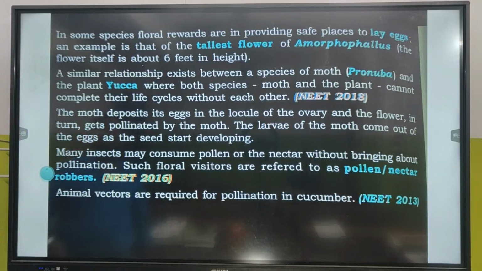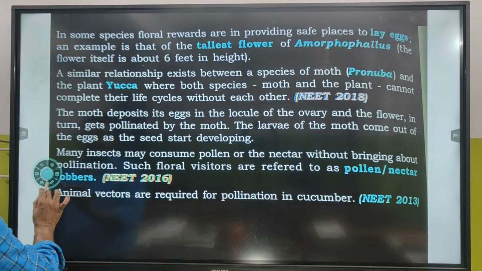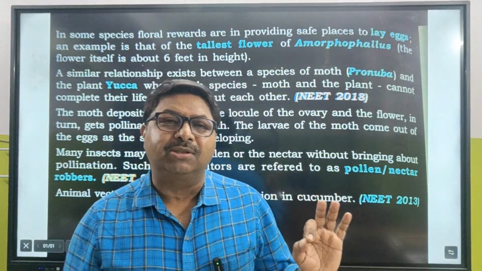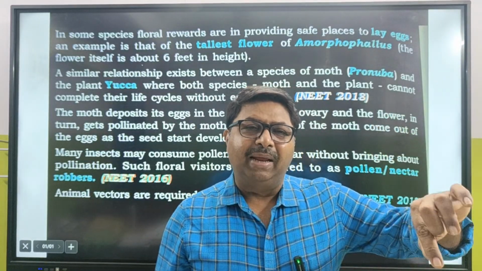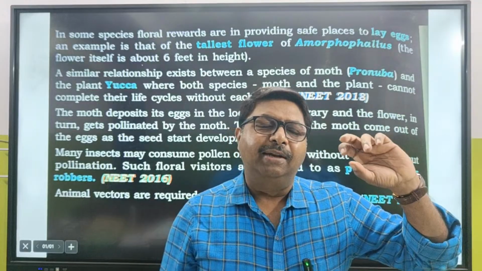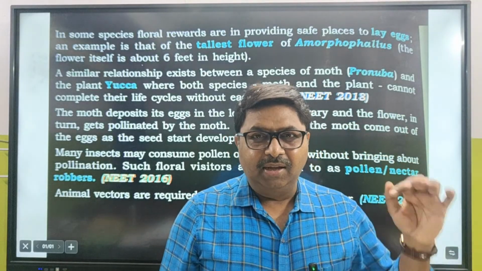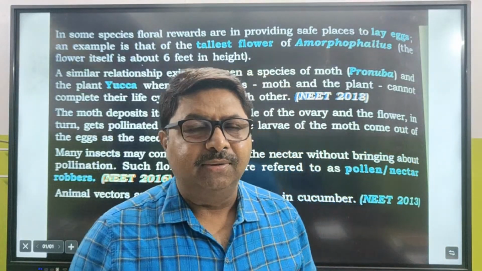In some species, floral rewards are in providing safe places to lay eggs. Come on, tell me the example. Oviposition. Some of the moths, Pronuba moth, reach the yucca plant, and what they do is they seek the locule of the ovary where they are going to lay eggs, and we call this oviposition.